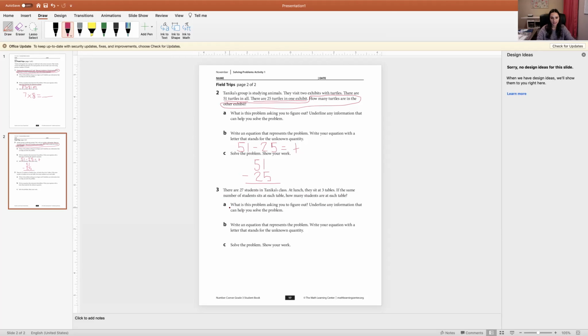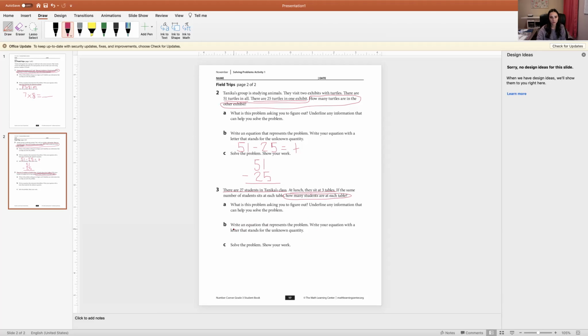So again, letter A says, what is this problem asking you to figure out? And underline any information that can help you solve the problem. So there are 27 students in Tanika's class. I need to know that. And I need to know how many tables they sit at. So at lunch, they sit at 3 tables. If the same number of students sit at each table, how many students are at each table? So I'm going to circle that because that's the question that I am trying to figure out. So for letter A, you are writing how many students are at each table. You're writing that right there.